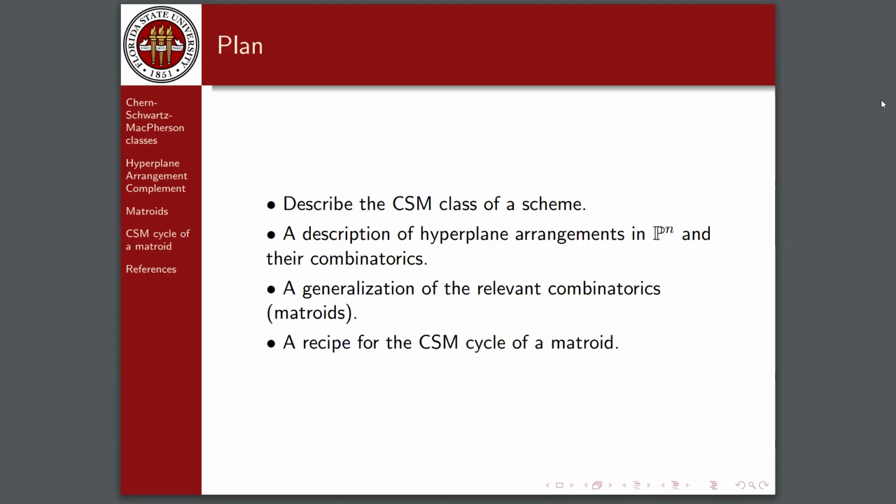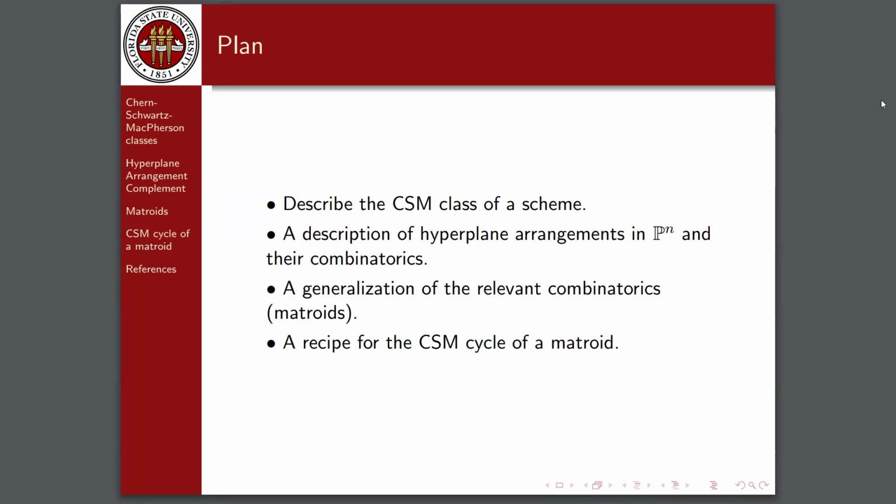So the plan for the talk is that I will describe for you the CSM class of a scheme. I will then give you a description of hyperplane arrangements in projective space and their combinatorics. Then we will generalize the relevant combinatorics to the concept of a matroid, and then we will see two different recipes for the CSM cycle of a matroid.